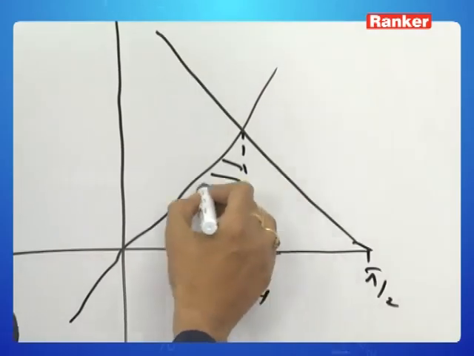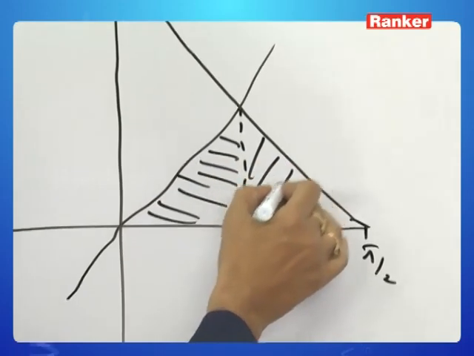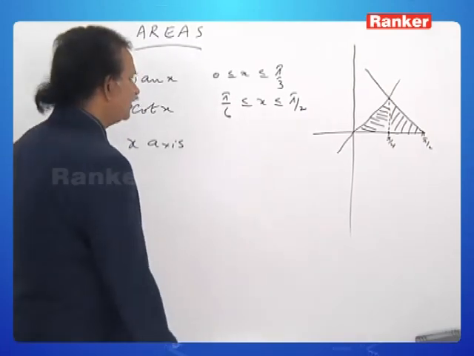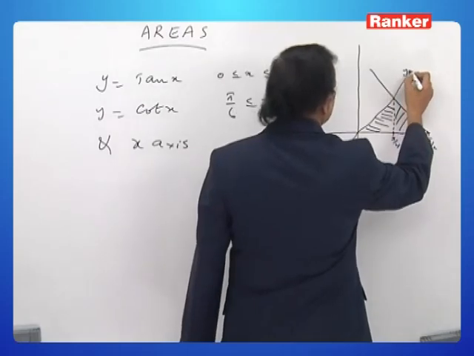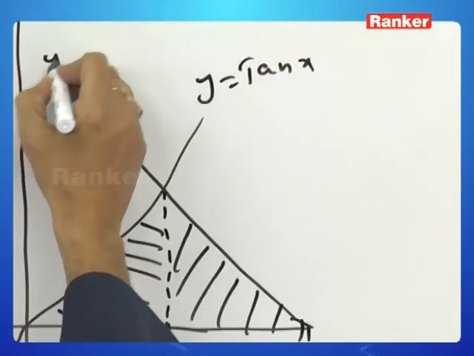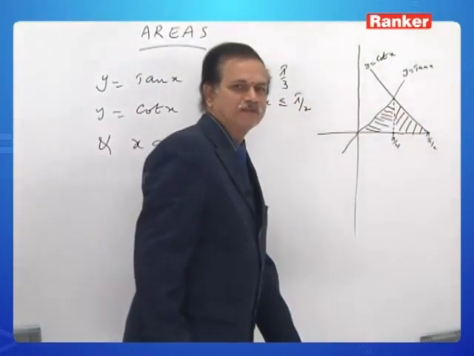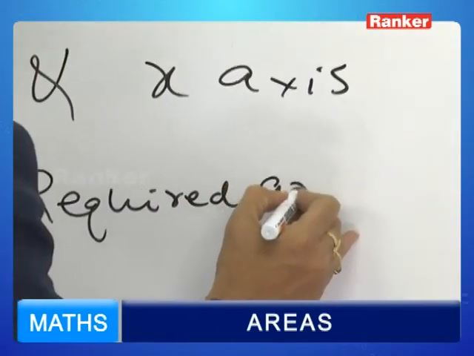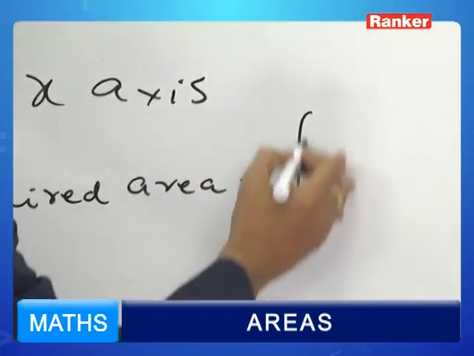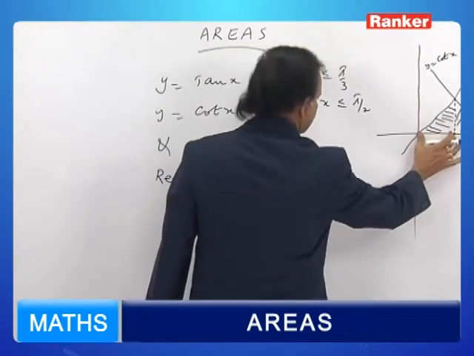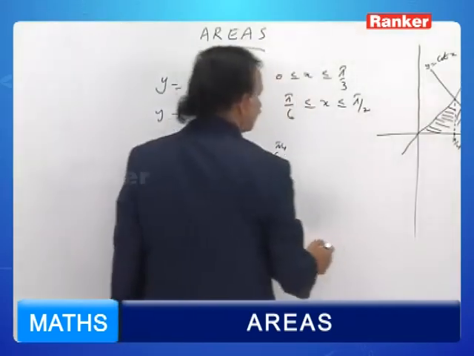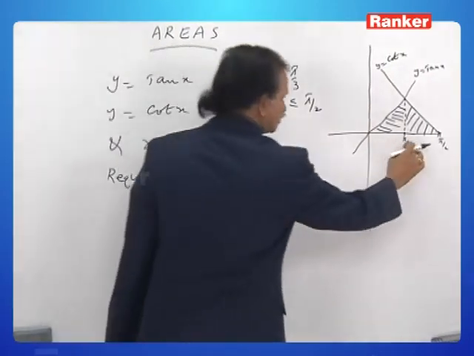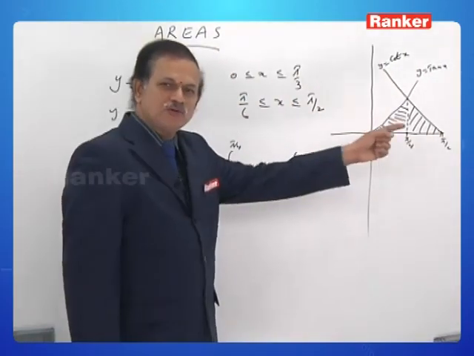Our required area is this area plus this area. So it has been split into two pieces. For the first piece, you see what is this graph? Y is equal to tan x. And for this it is y is equal to cot x, isn't it? So required area is equal to integral 0 to pi by 4. From this to this, we are moving under the curve y is equal to tan x, isn't it? Therefore it is tan x dx plus, and from this place to that place, it is pi by 4 to pi by 2, isn't it?